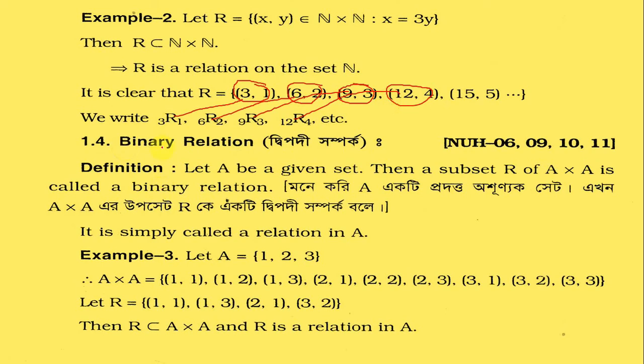Let us discuss binary relation. Let A be a given set, then a subset R of A cross A is called a binary relation. It is simply called a relation in A. Let A be equal to {1, 2, 3}. So A cross A means {(1, 1), (1, 2), (1, 3), (2, 1), (2, 2), (2, 3), (3, 1), (3, 2), (3, 3)}. Let R be equal to {(1, 1), (1, 3), (2, 1), (3, 2)}. Then R is a subset of A cross A and R is a relation in A.